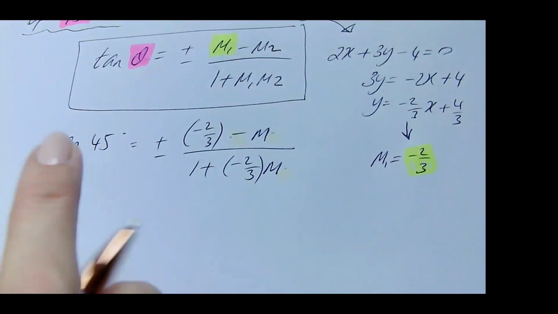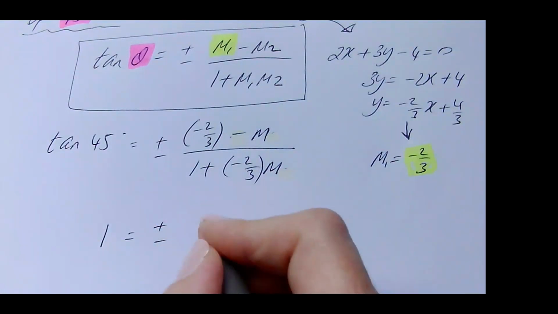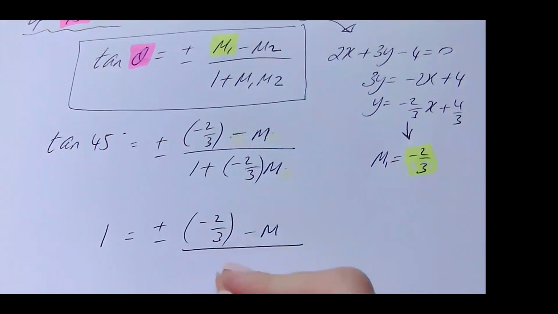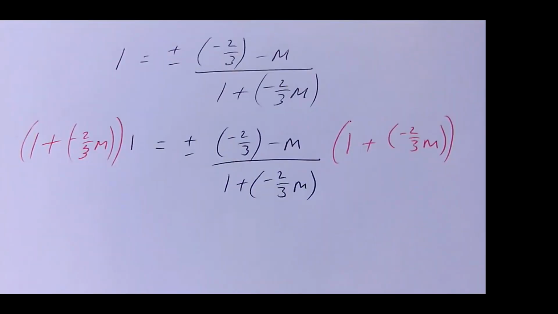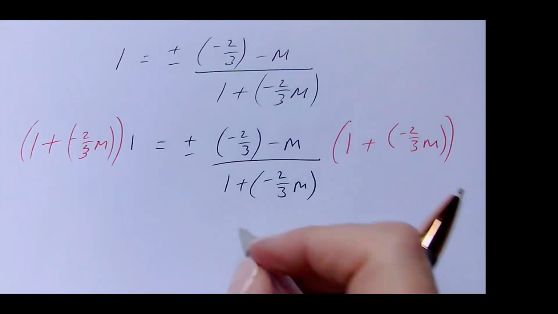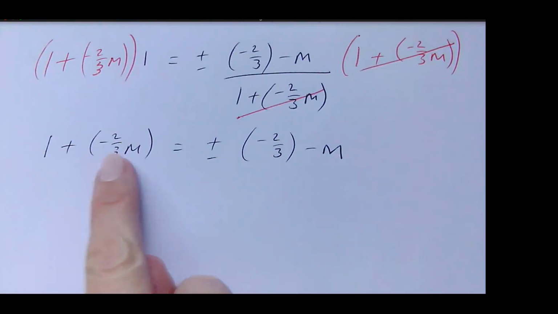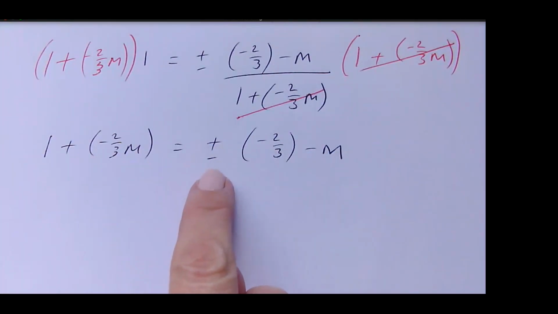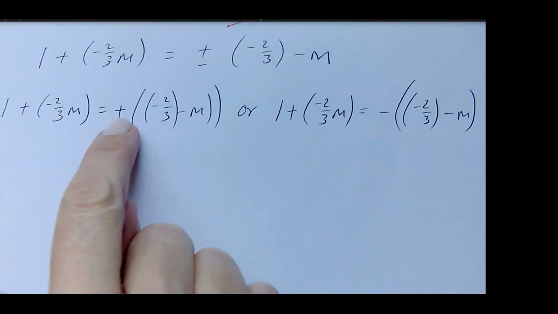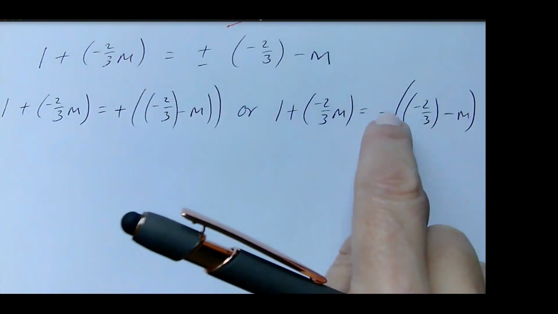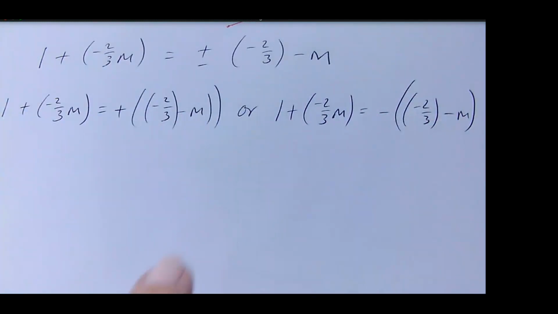So tan of 45 degrees, do that on your calculator, you're going to get 1. So I end up with minus 2/3 minus M all over 1 plus minus 2/3 M. And my next step, of course, is to get rid of the denominator, so I'm going to multiply both sides by that denominator, so it cancels there on the right hand side. And of course I get this, and now I'm going to break it apart into two separate equations. And so we get either plus all of this on the right hand side or minus all of this on the right hand side. And you see I've put in the extra brackets there because that minus is going to affect every term that follows.